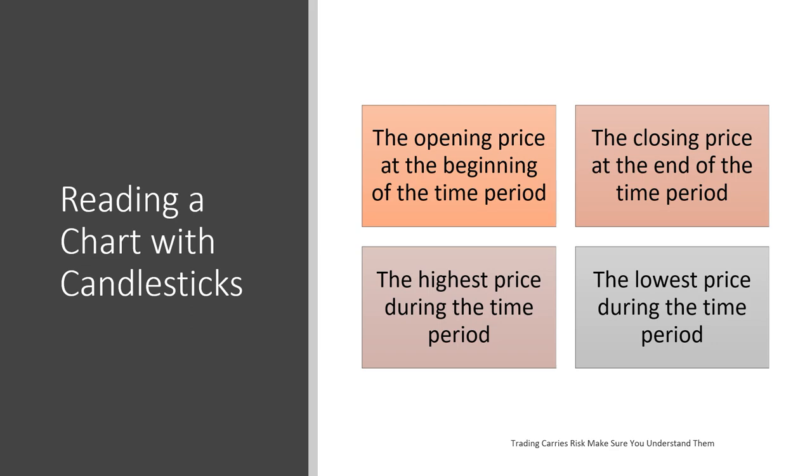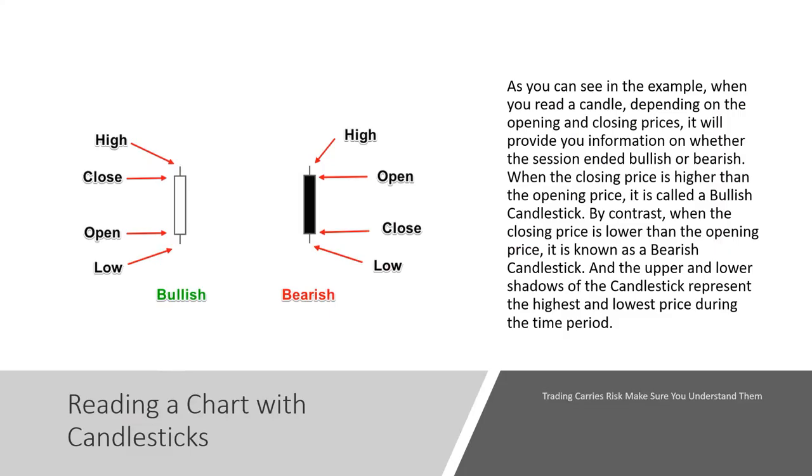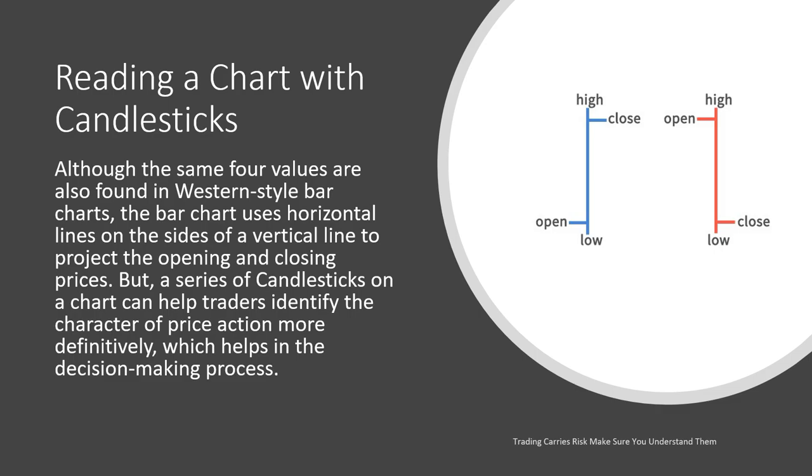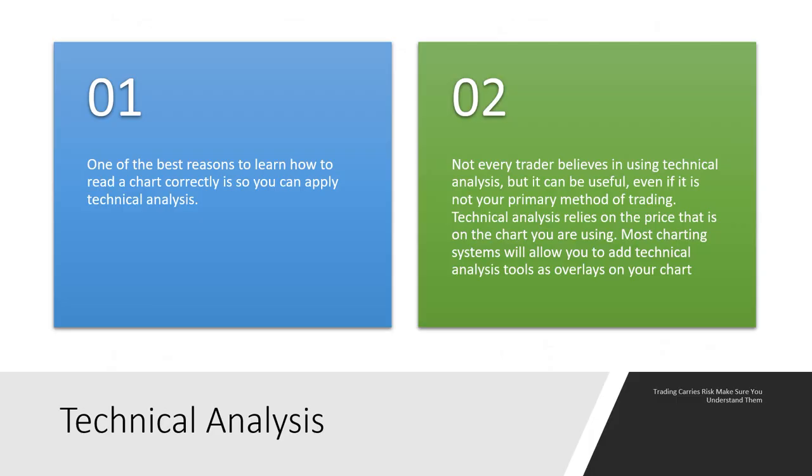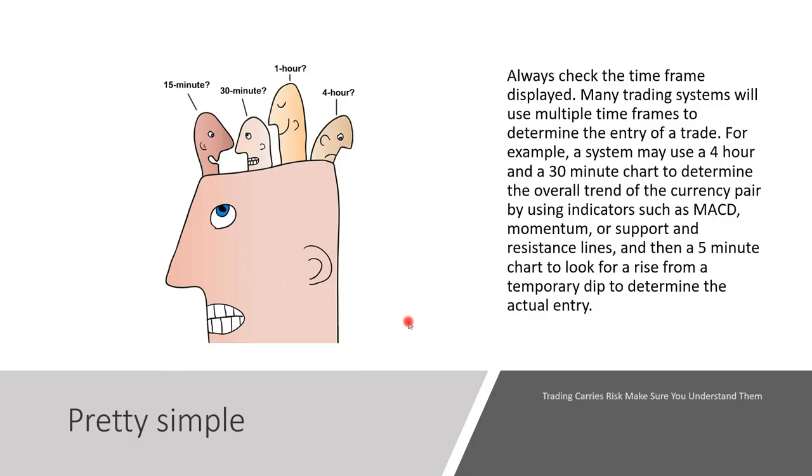So remember, all we can use is the open, the high, the low, and the close of the period. As you see, a bar chart and a candlestick chart tell us the exact same pieces of information, just give it to us in a slightly different pictorial format. Now, one of the best reasons to learn how to read a chart correctly is so that you can apply technical analysis. Technical analysis includes those support and resistance lines, chart patterns, and then, of course, there's what everybody talks about, and those are technical indicators.